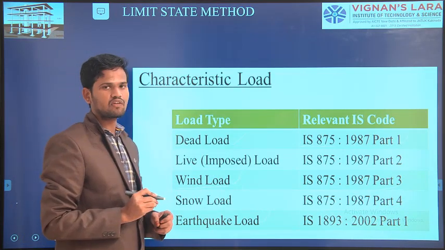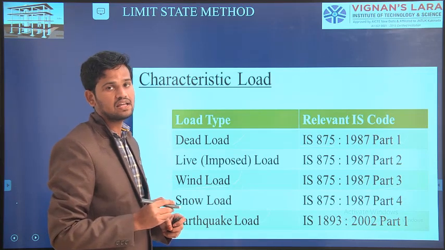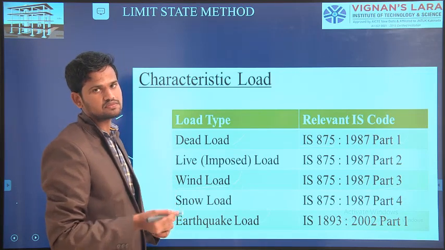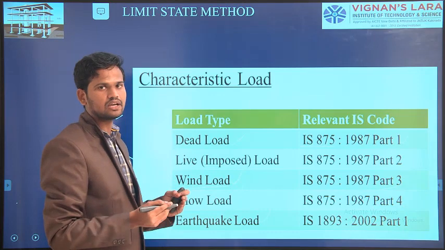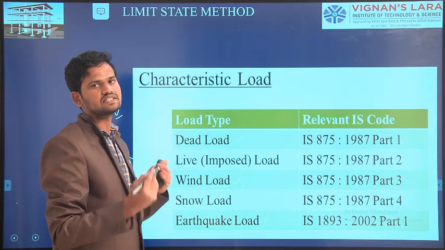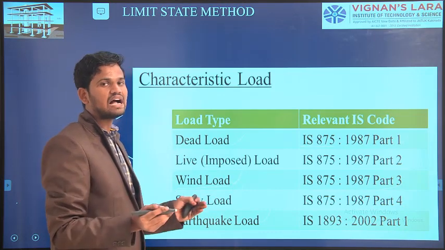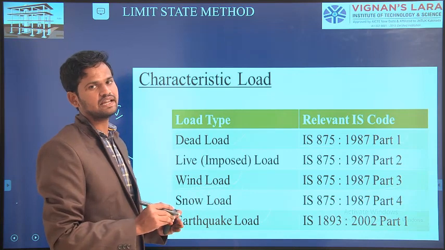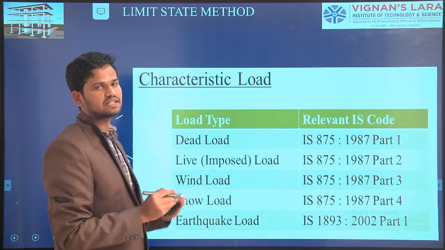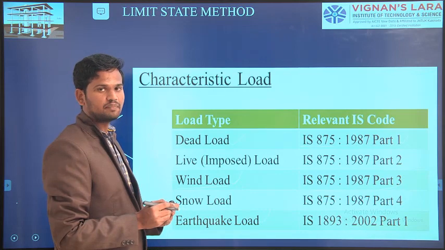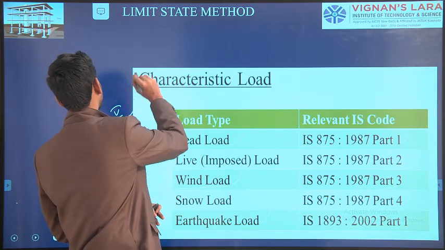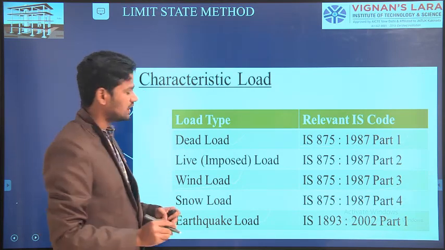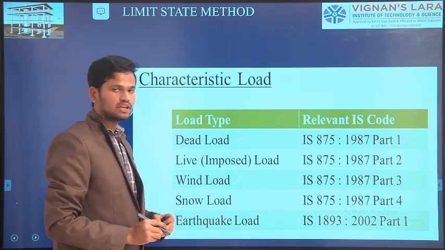In IS 875 Part 5 we are taking the combination of the different types of loading conditions. That means dead load, live load, wind load, as well as dead load, live load, earthquake load. All these loads at a time you are considering while designing the buildings. That will be called a combination of loads, under category 5. Okay. And next one is the earthquake load.